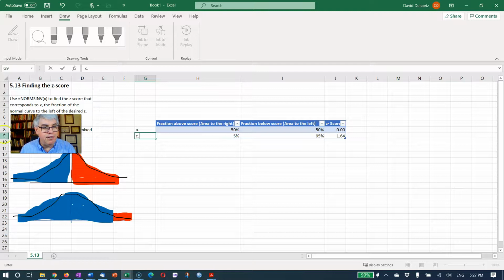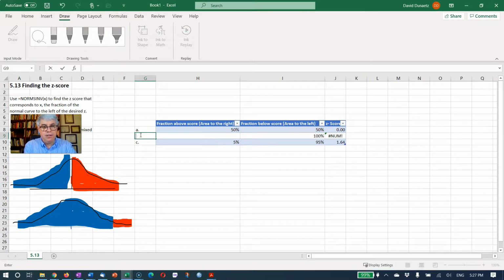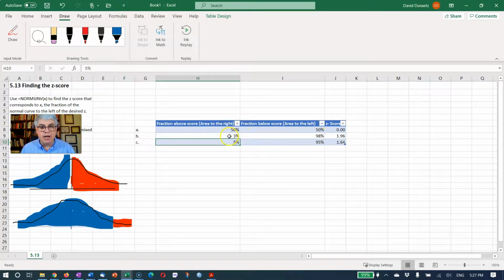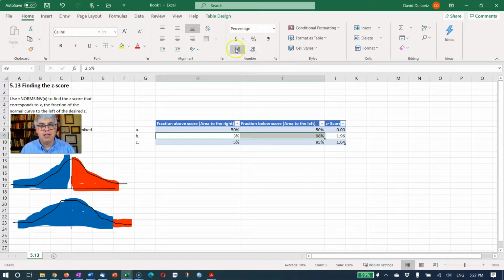Let me insert a line. Let's insert that line there. Insert. And let's put B over here. And B is 2.5%. So this is going to be even smaller, that area over there. And the fraction to the left is 98%, or it looks like it's rounded off. Let's add some decimal points here. I'm going to select those two. Go to Home, add a decimal point. So now it's 2.5 and 97.5, and this is 1.96.